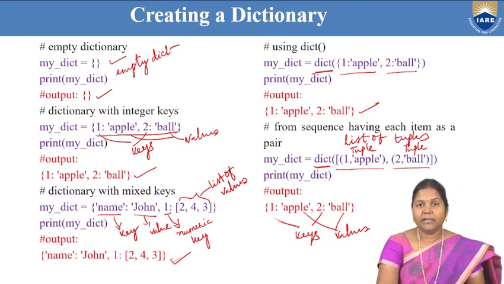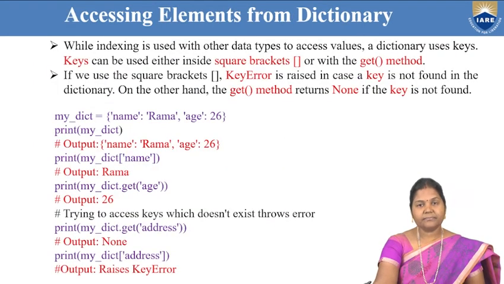So in this slide we have seen the different ways of creating a dictionary: how to create an empty dictionary, with some integer keys, with some other data type. We can take keys or mixed type of values to create the dictionary. Also we have seen how to use the dict method to create a dictionary.